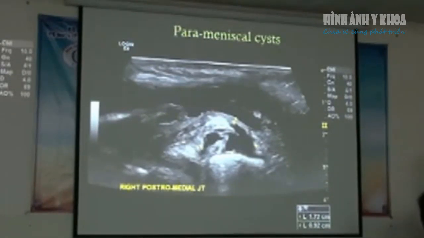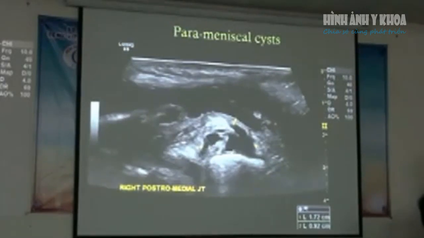So fluid can get out from the joint through the defect in the meniscus into this cystic area, but it can't go back in the other way just because of that ball valve appearance. Khi bệnh nhân gấp yếu gối thì cái dịch từ trong khớp thì đi qua cái khuyết của cái sụn trên, cái vùng rách sụn trên đi ra ngoài khỏi cái sụn trên, nên cho bệnh nhân đau.